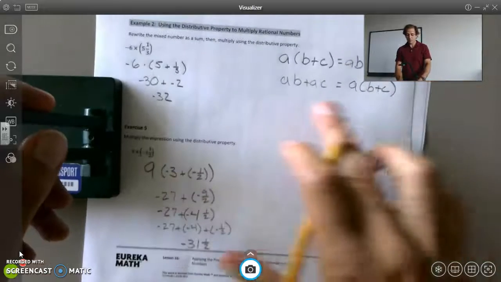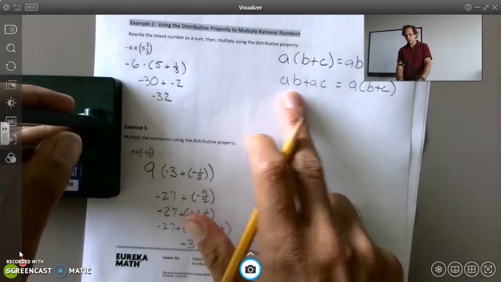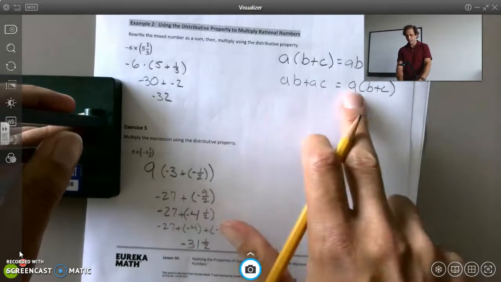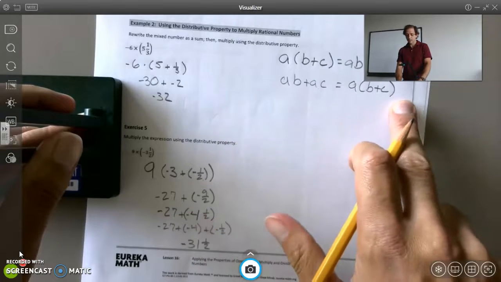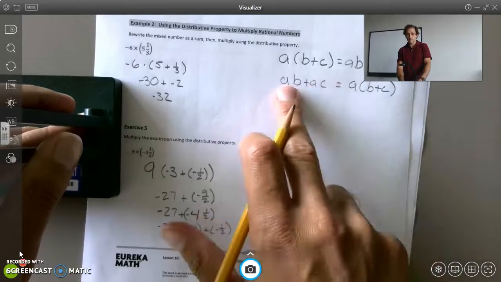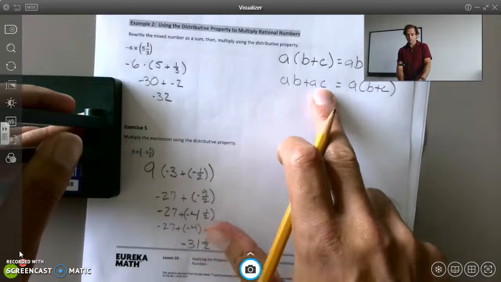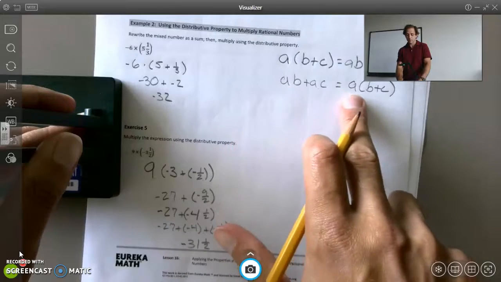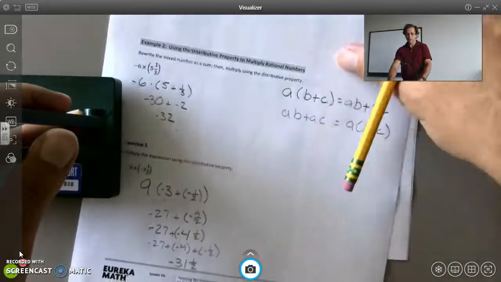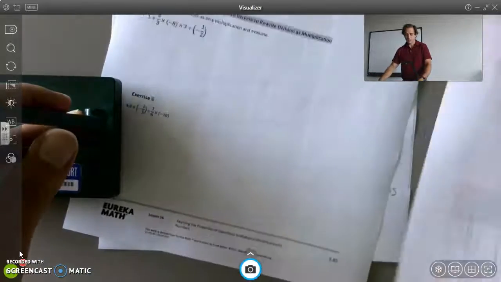And before we do, I want to remind you the distributive property can also go the other way. If I have A times B plus C, I can rewrite that as A times B plus A times C. Okay, let's go to the next page.